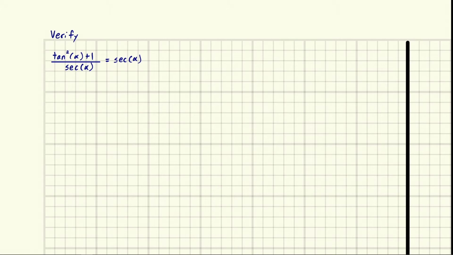Eric Burgess here, and we've been told to verify this identity. So we have tangent squared of alpha plus 1 over secant alpha. We have to verify that this is indeed secant alpha.